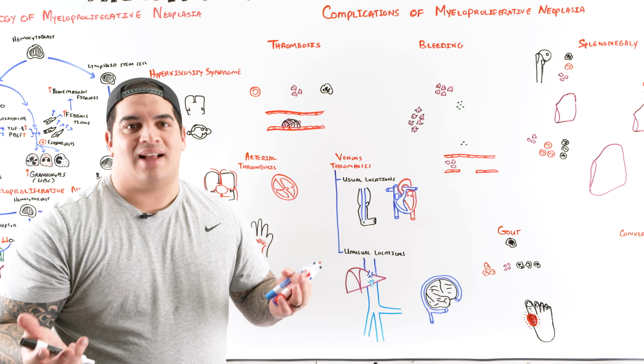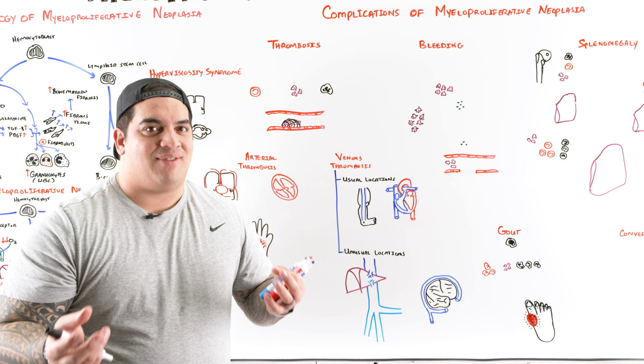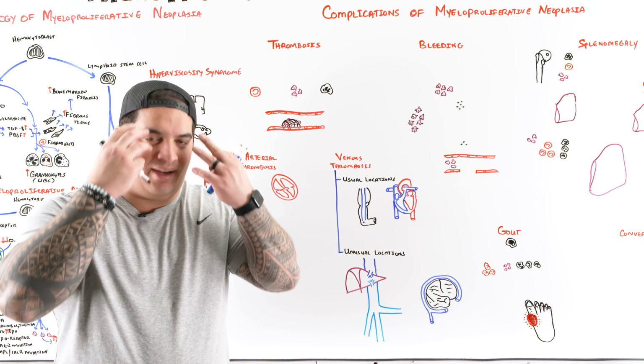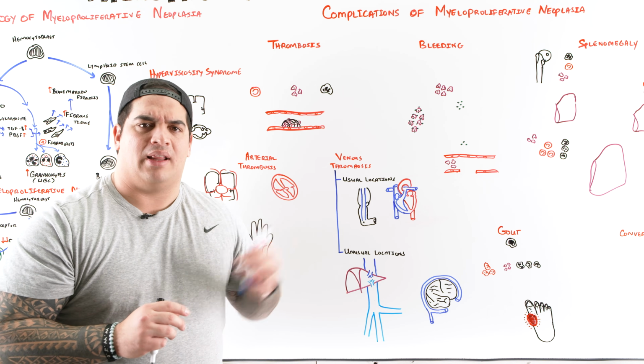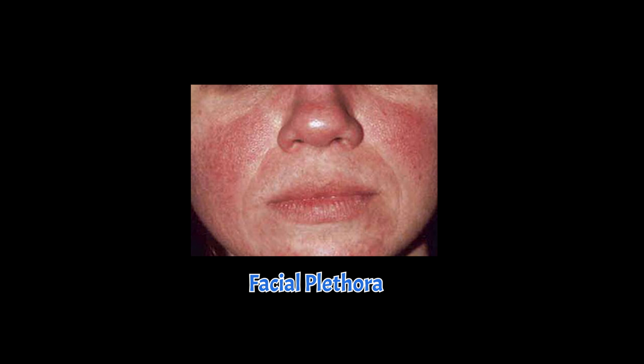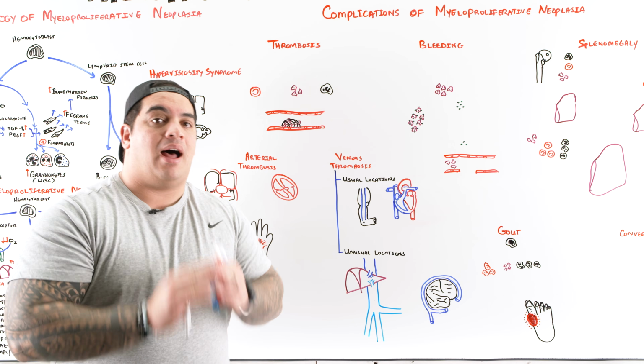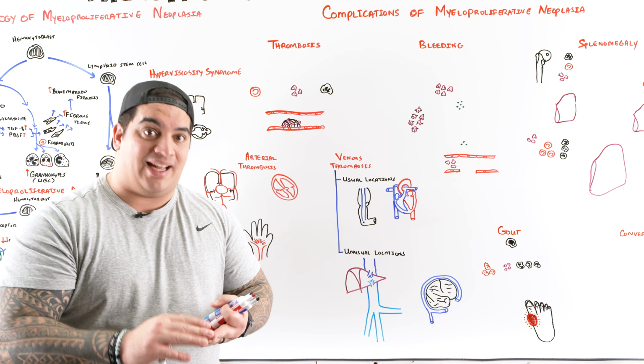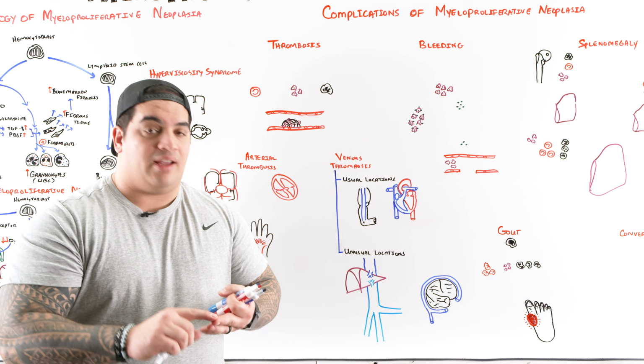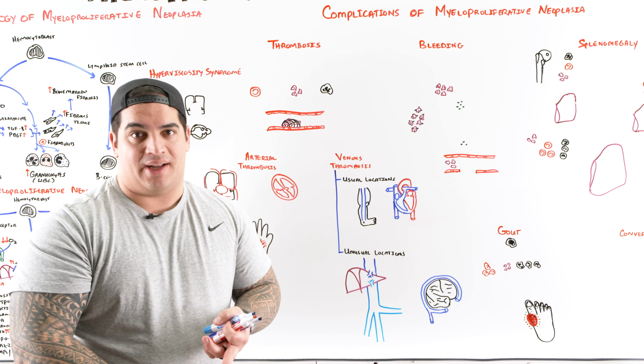And think about it, if you got lots of red cells, that means you're gonna have lots of reddish hue, and especially in the face. And that can look a little bit like this. Again, Polycythemia Vera, the patients can come in with potentially facial plethora. They could also come in with aquagenic pruritus.